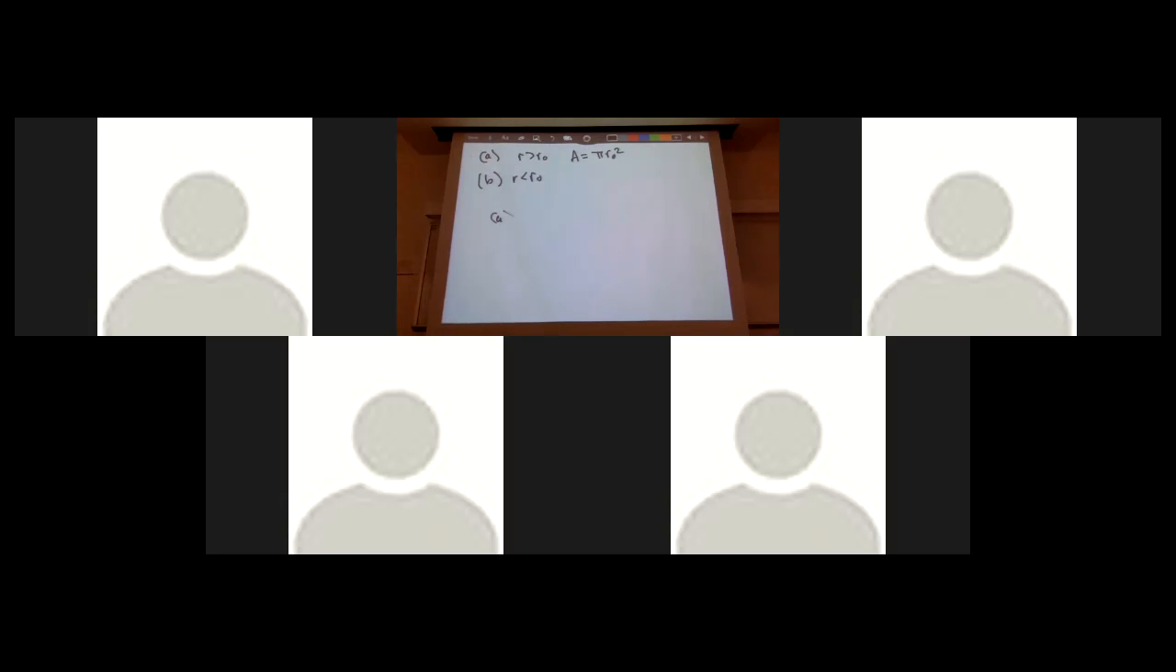So for part A, my electric field is equal to what? Pi R0 squared divided by 2 pi R times the time rate of change of the magnetic field, which means my electric field is going to be R0 squared divided by 2R times the time rate of change of the magnetic field. This is part A, when R is greater than R0.